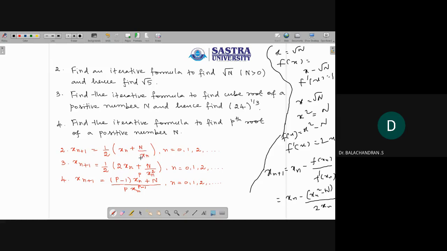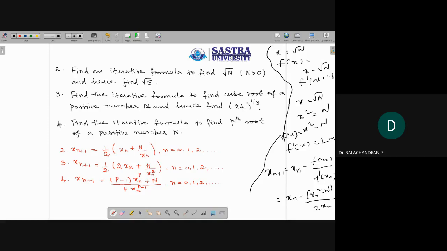You can get it from this easily, and then using this iterative formula you can find root 5. You can take x naught as root 4. There is an initial approximate value, you should choose it. So x naught equal to root 4, and root 4 is 2.